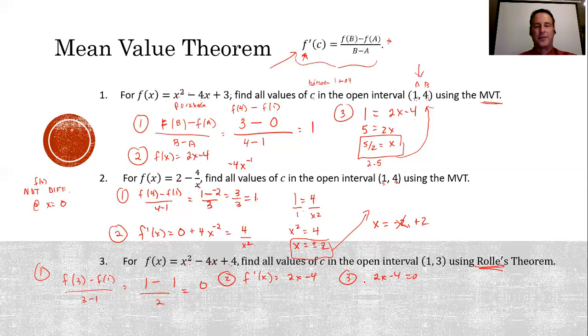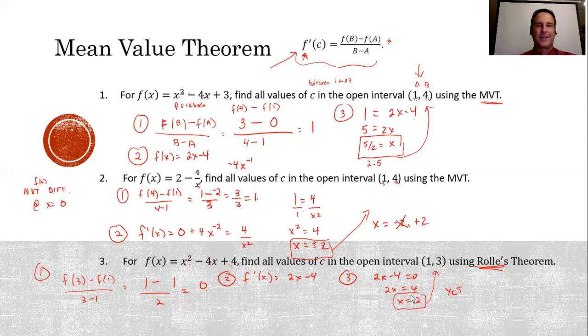Okay, so there's your slope, 0. And when you solve, you will get 2. Is 2 between the positive 1 and the positive 3? Yes. Okay, and so this is your answer.